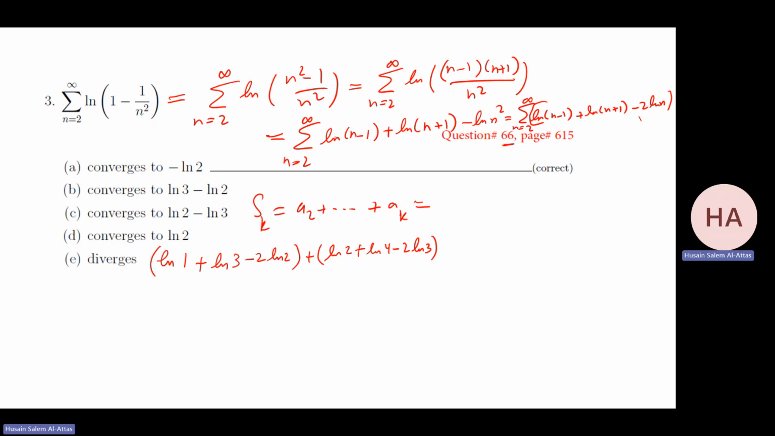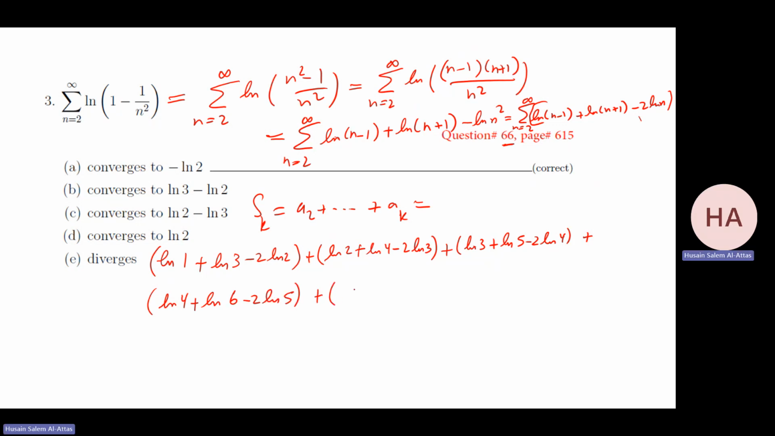I need to open more to see it. Plus A4: ln 3 plus ln 5 minus 2 ln 4, plus, let me do more. At n equals 5, A5 will be ln 4 plus ln 6 minus 2 ln 5.